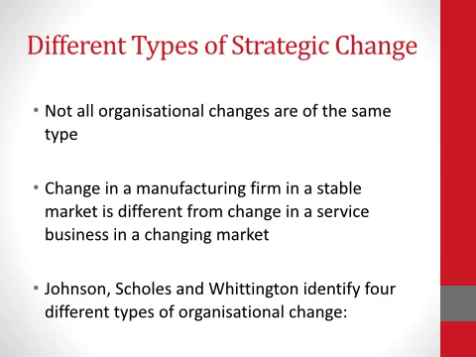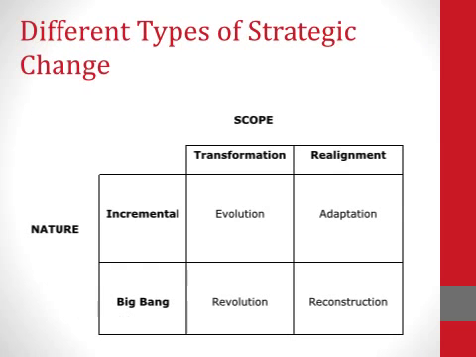Strategic change. Not all organisations are the same type: manufacturing, service sector, various types, as we well know. Johnson, Scholes and Whittington identify 4 different types of change. Scope is the one angle, and the nature is the other angle. So here we have transformation and realignment under the scope of change, and then the nature: incremental and big bang.